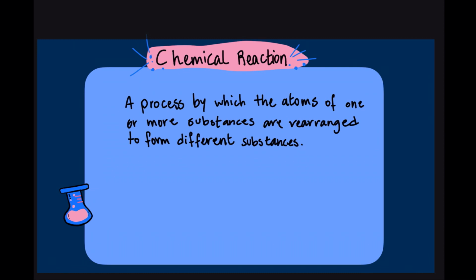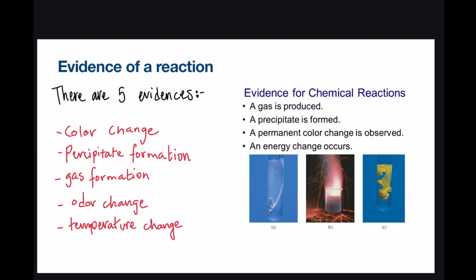Now, what we are going to cover next is whether there is evidence that a chemical reaction has occurred or not. And the answer to that is yes, there is evidence, and there are five main pieces of evidence, which are color change, precipitate formation, gas formation, odor change, and temperature change.